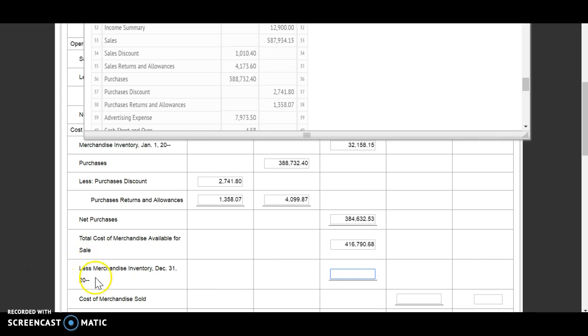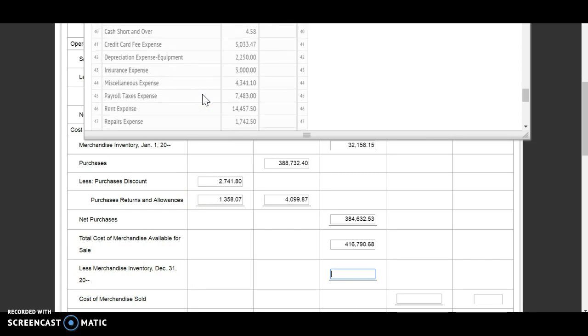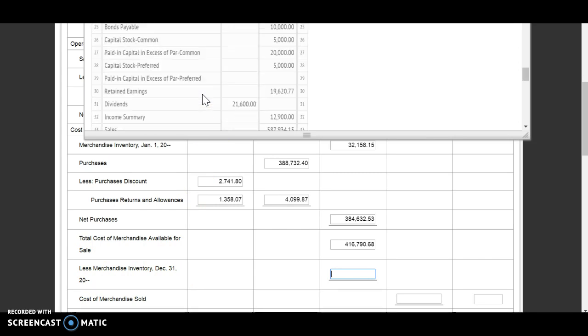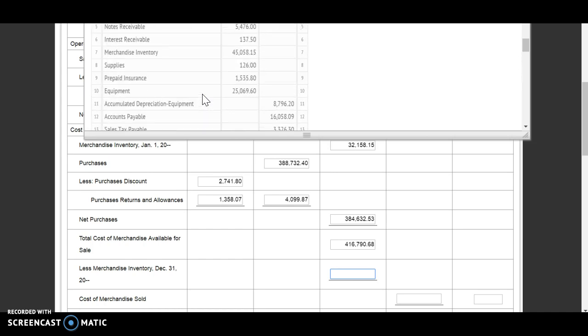Okay, next I'm going to subtract my merchandise inventory on December 31st. So for that, I'm going to go back up to my adjusted trial balance, and I'm going to find my merchandise inventory. My merchandise inventory is here. It's listed as $45,058.15. Okay, I'm paying attention to my clues. It tells me I'm going to subtract those two numbers to figure out my cost of merchandise sold.